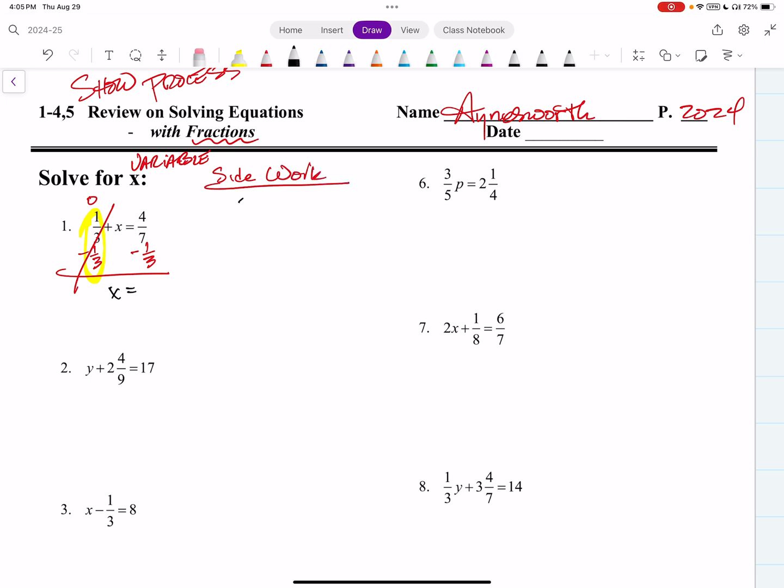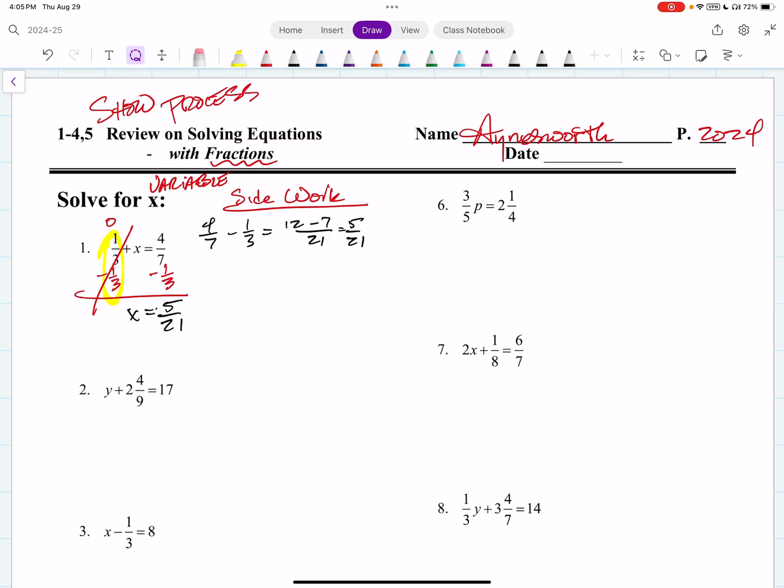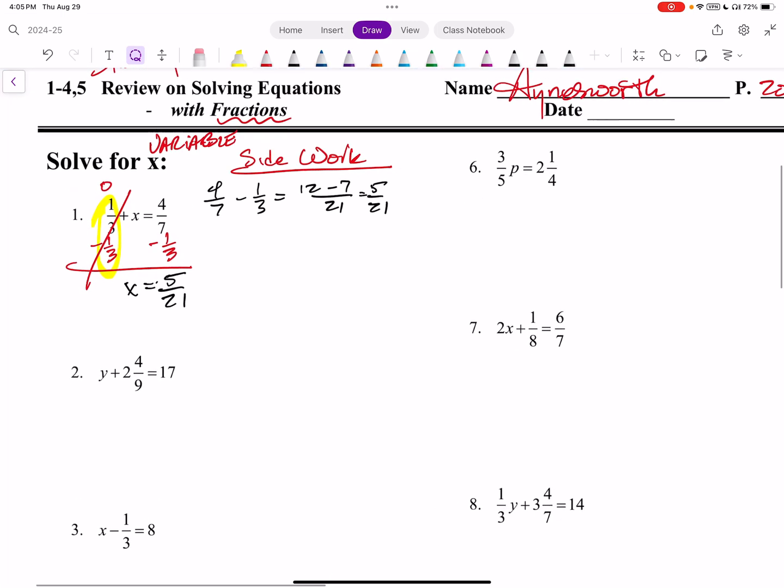Here we go. 4/7, take away 1/3 using the three product rule. You get 12 minus 7 divided by 21, and that's 5/21. So there we go. 5/21. That's how you say it. Just going to shift this over a little bit here, this little iPad technique. And that's the first one here. 5/21. All right, next one here, number 2.